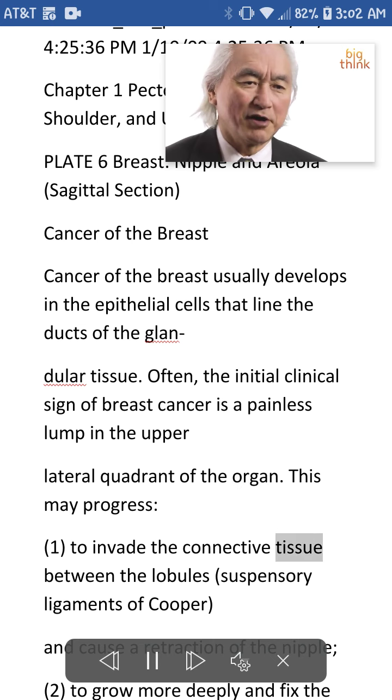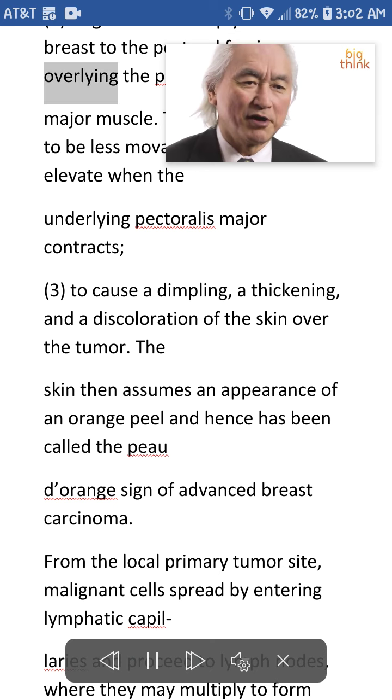1. To invade the connective tissue between the lobules, suspensory ligaments of Cooper, and cause a retraction of the nipple. 2. To grow more deeply and fix the breast to the pectoral fascia overlying the pectoralis major muscle. This causes the breast to be less movable, and it tends to elevate when the underlying pectoralis major contracts. 3. To cause a dimpling, a thickening, and a discoloration of the skin over the tumor. The skin then assumes an appearance of an orange peel and hence has been called the peau d'orange sign of advanced breast carcinoma.